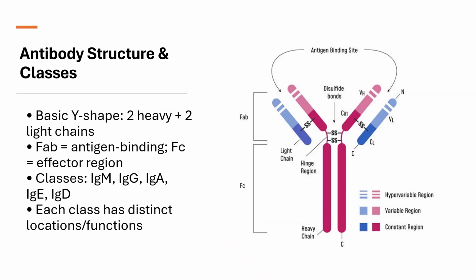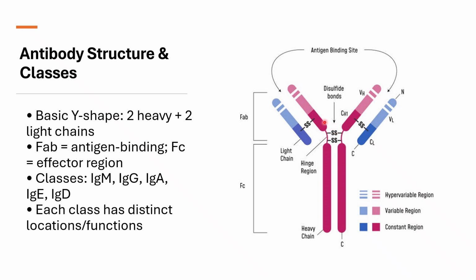Let's picture the antibody as a neat Y-shaped molecule. It's simple at first glance, but incredibly versatile. Each antibody is made of two heavy chains forming the sturdy core of the Y and two light chains sitting along the outer edges. Together, they shape the two key regions you must never forget.